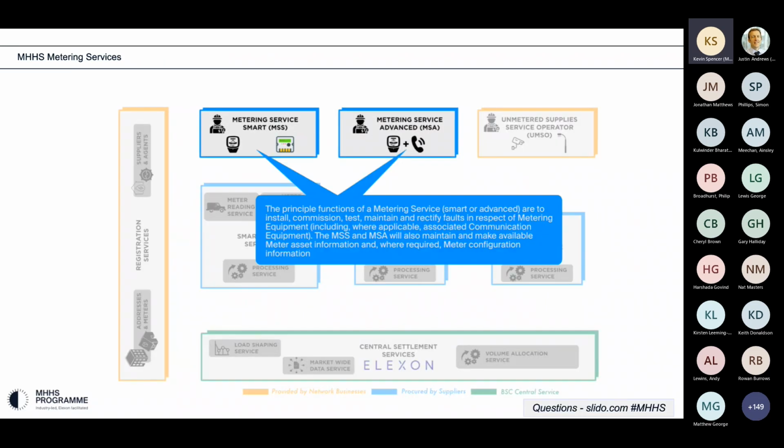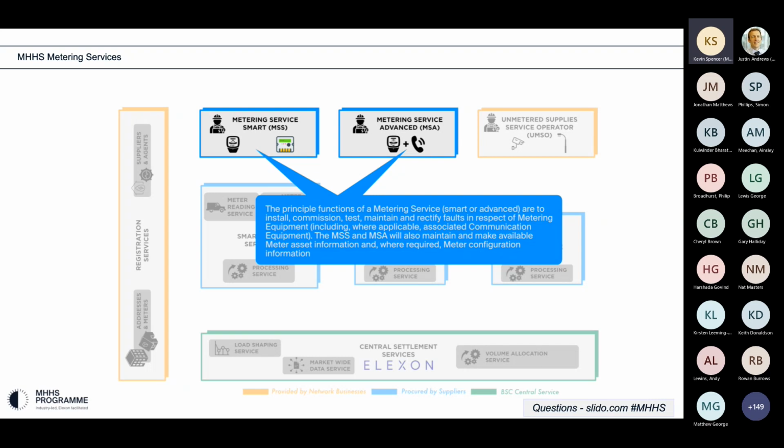So Justin, can we have the next slide? So we're starting at the top with the metering services. These services come in two flavours, as it were. We have the smart metering service, and in the middle there we have the advanced metering service. But fundamentally, the metering services are tasked with installing the meters, commissioning them, testing, protocol testing, fixing faults and general maintenance of those meters. I guess what's not shown in this diagram is that the traditional meters will still largely need an eyeball reading, so a man in a van would go around and collect them.